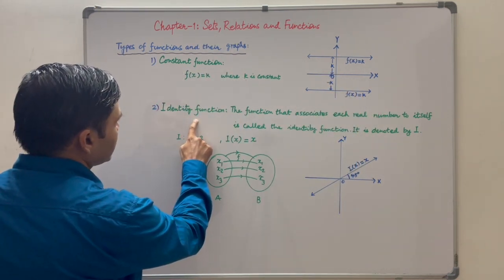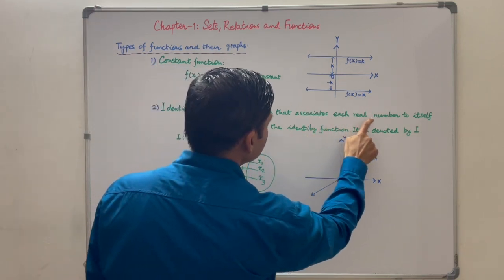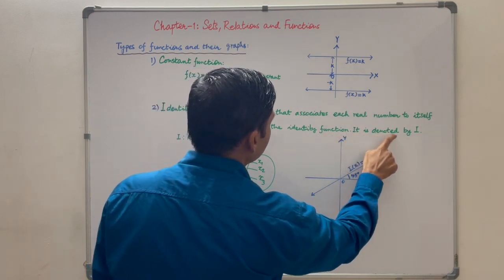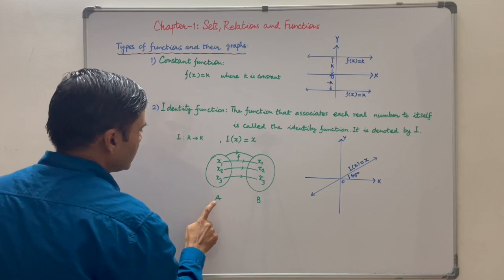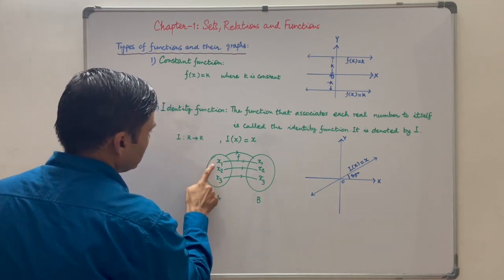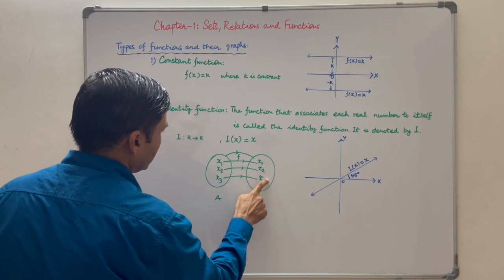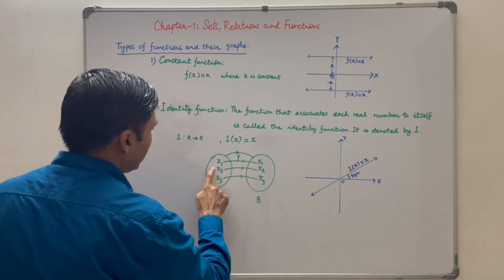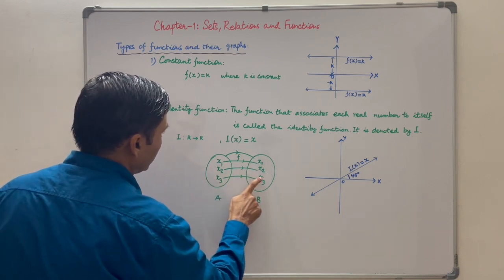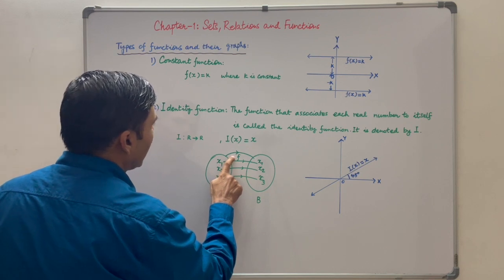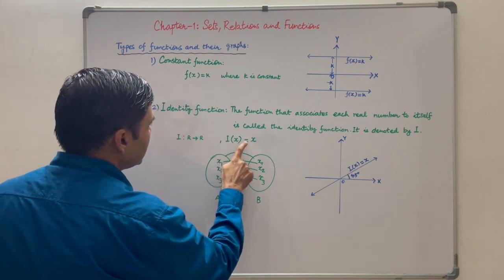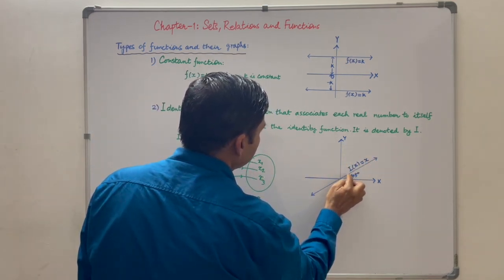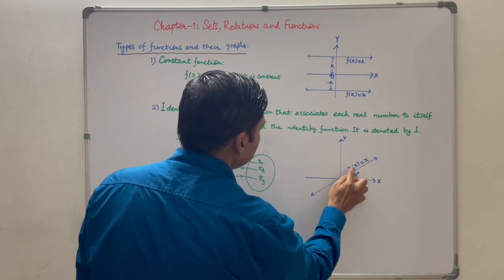Second is the identity function. The function that associates each real number to itself is called the identity function. Usually it is denoted by capital I. Consider two sets, set A and set B, having elements x1, x2, x3 and x1, x2, x3. When each element associates to itself, means x1 is mapped to x1, x2 is mapped to x2 and x3 is mapped to x3. So this function will be called the identity function. So I(x) is equal to x. Its graph will be a straight line making an angle 45 degree with the positive x-axis. So this is I(x) equal to x.